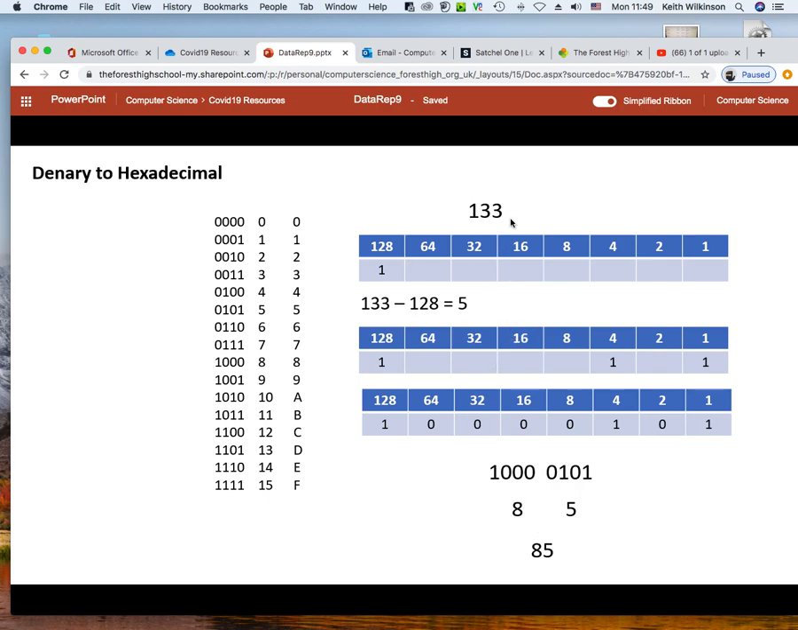I know we say this is one hundred thirty-three, but it would be nicer to say it's one-three-three. And really we need those subscripts to tell us what numbers we're working with. So this is 133 in denary, base 10, and this is 85, said eight-five, in base 16 or hexadecimal. And that's it. Denary to hexadecimal, hexadecimal to denary, how to convert, what it all means. Your turn for some exercises now.